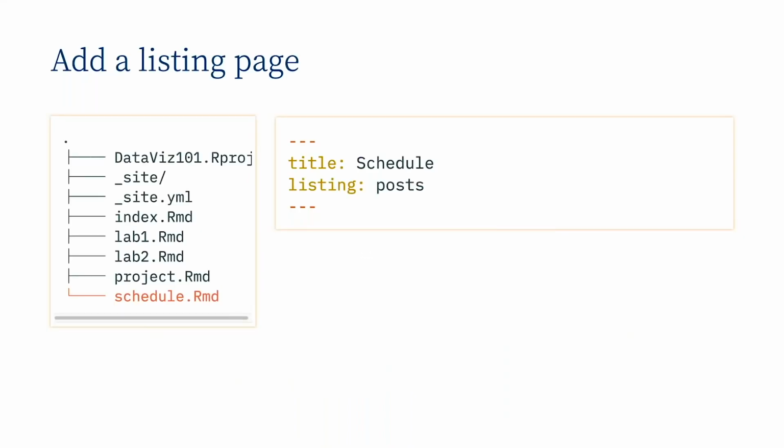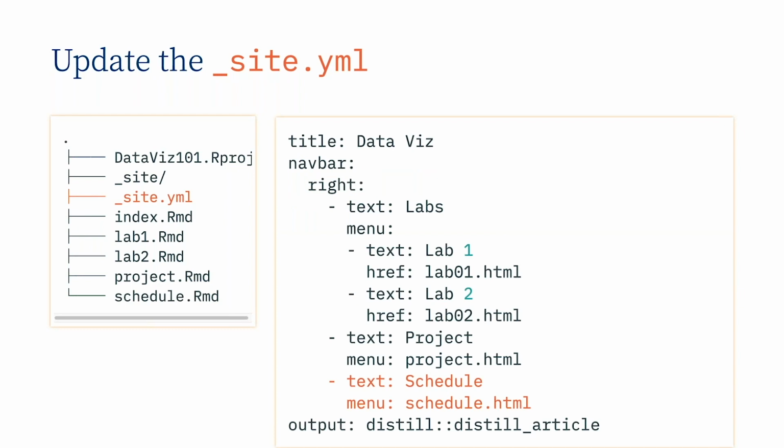So in order to create a blog-like page, we first need to create what's called a listing page. And this is an R Markdown document whose only job is to have a title and then a listing YAML key and value. And we're going to call our listing page schedule. And then we have to remember to link this listing page to the navigation bar within site YAML. And once we've done that, then we're ready to make some blog posts.